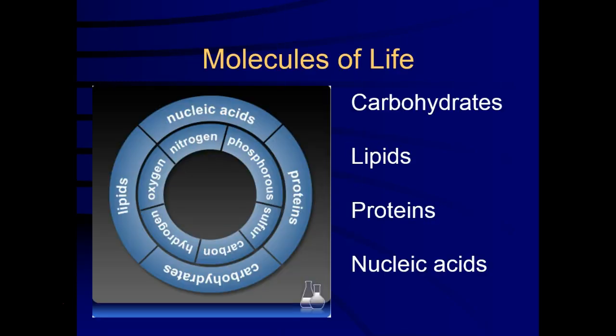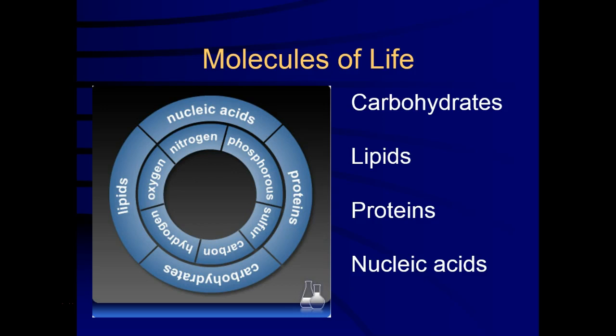When we look at the molecules of life, there are four basic categories. We have the carbohydrates, which are the sugars and starches. We have the lipids. You may not have heard the word lipid before, but this includes the neutral fats, which are the oils and the fats. We also have waxes and terpenes and phospholipids and something you've probably heard of before called a steroid. Those all belong to this group.